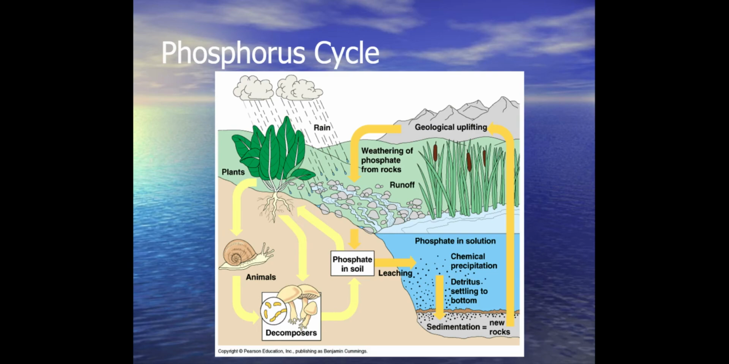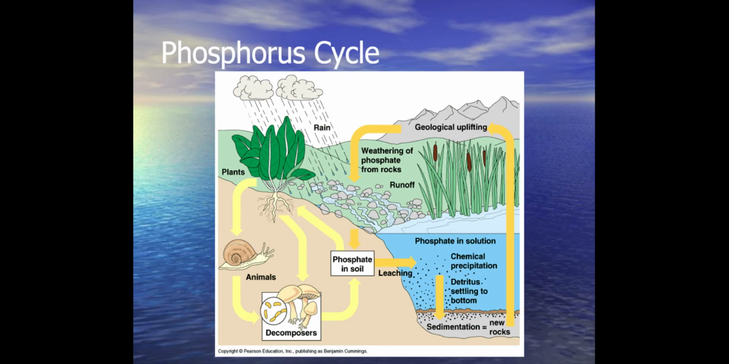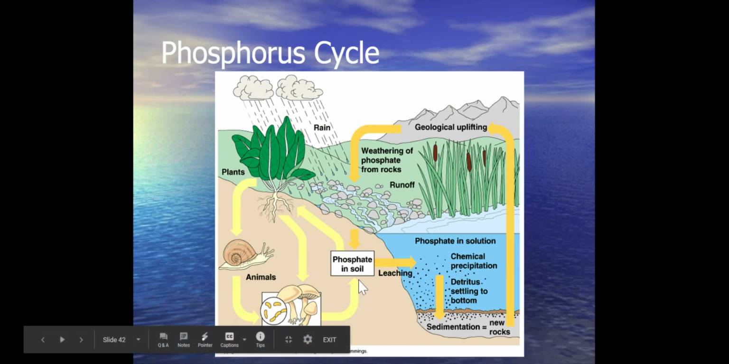So here's our phosphorus cycle. Phosphorus has to stay either within the soil or the water. Rain helps with the movement of phosphorus from the ground into the waters, or from our rocks or other sediments into water. We have weathering of phosphate from rocks that can be released through runoff into lakes. Plants also use the phosphorus, and animals then eat the plants. Decomposers obviously eat what's left behind, and that's where the phosphate in the soil comes from.